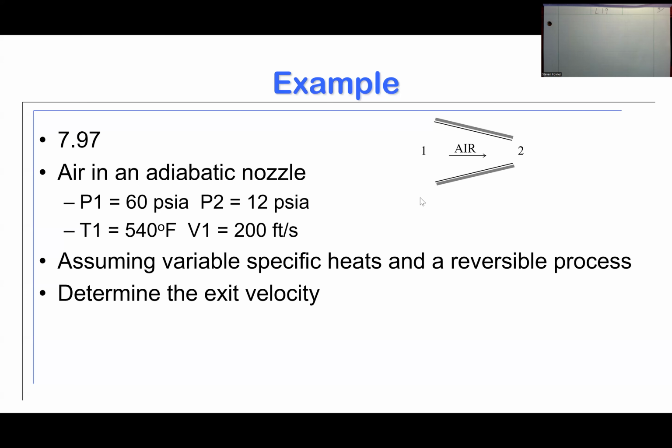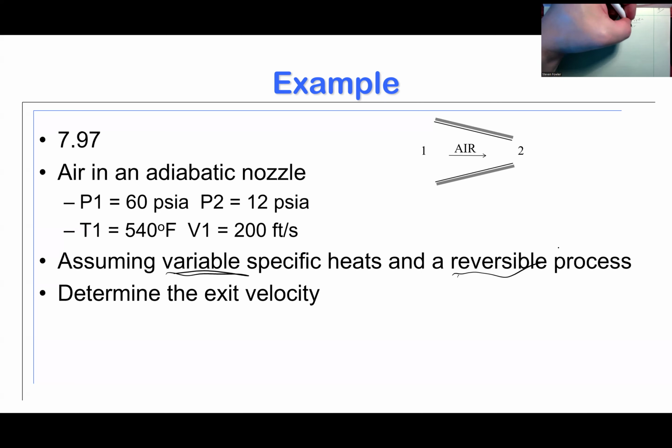Okay, so we're going to revisit this example problem. We worked this at the end of lecture 19, but the difference this time is we are going to assume variable specific heats. We're still going to assume that it's reversible. It's the same problem, we're just going to work it slightly differently.